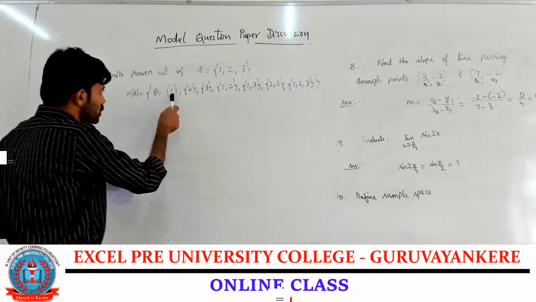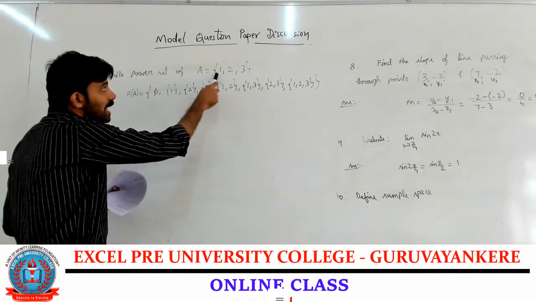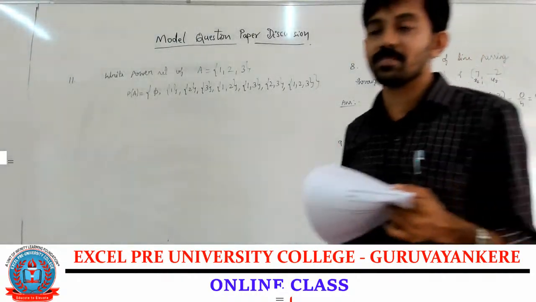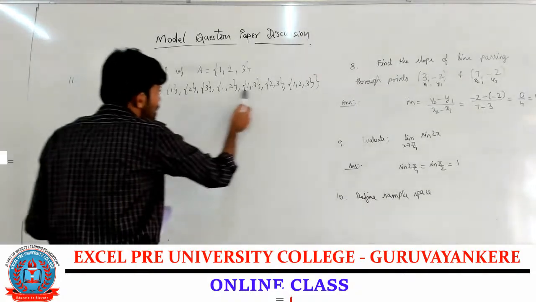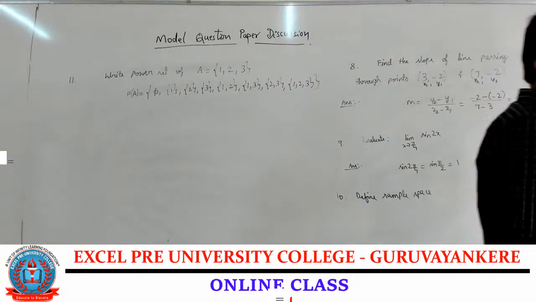So 1, 2, 3, 4, 5, 6, 7, 8. Set A has 3 elements. The power set has 2 to the power 3 equal to 8 elements. In a power set, each element is a set. 2 marks question, important.